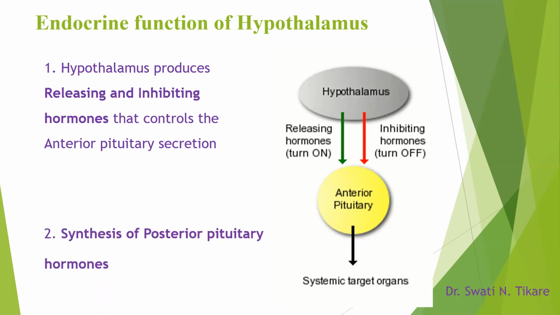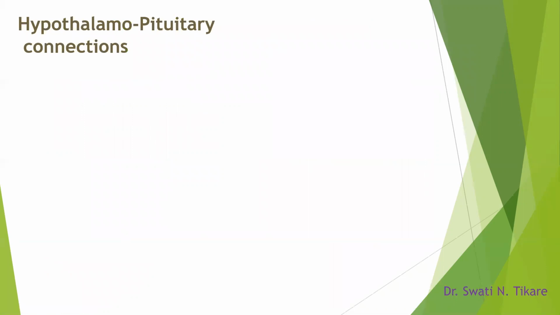Next function is that the hypothalamus is the site where the posterior pituitary hormones are synthesized. So the posterior pituitary hormones are not synthesized by the posterior pituitary, but they are actually synthesized in the hypothalamus. We will learn about it in much detail later on. So these are the two main functions related to hypothalamus, releasing and inhibiting hormones and synthesis of the posterior pituitary hormones. So how is this hypothalamus and pituitary connected to each other?